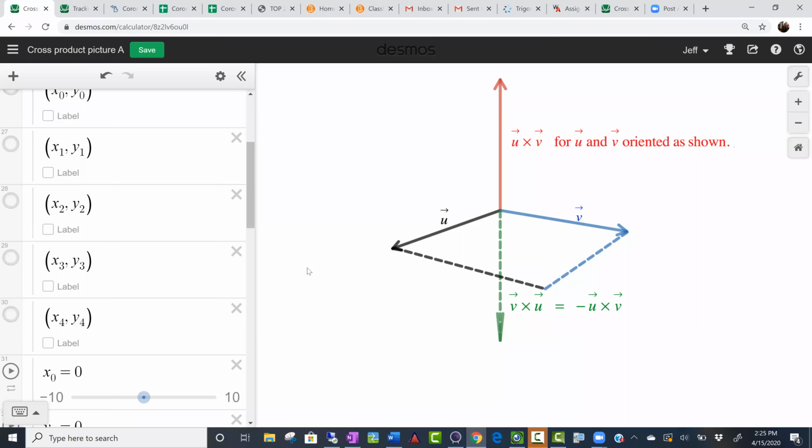And let me go back here to Desmos. So we start out with these two vectors. You know, here it's called u and v. And when we found the cross product, we got something that's perpendicular to both.